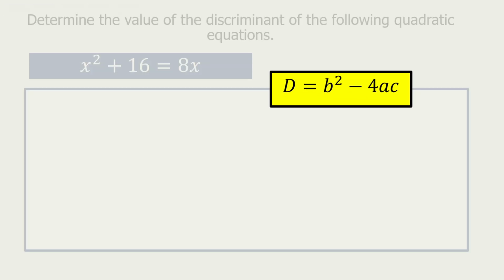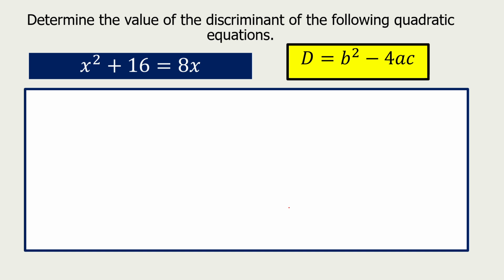Let's have an example. Determine the value of the discriminant of the following quadratic equations, given that the equation here is x squared plus 16 equals 8x. The first step in solving for the discriminant is we need to write the equation in its standard form. And the standard form here is x squared, you will transpose 8x to the other side and it will give us negative 8x, and then copy positive 16 equals 0.